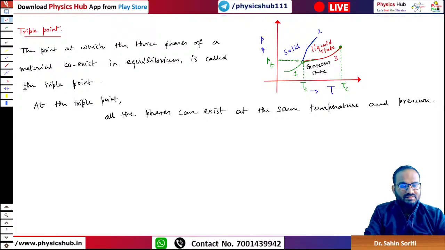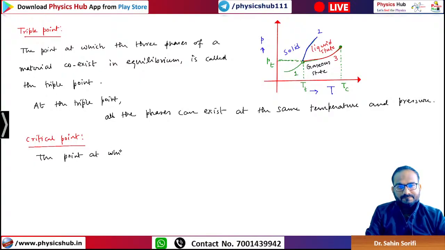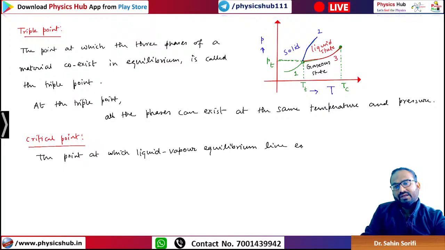So let us define the critical point. It is the point at which the liquid-vapor equilibrium line ends.